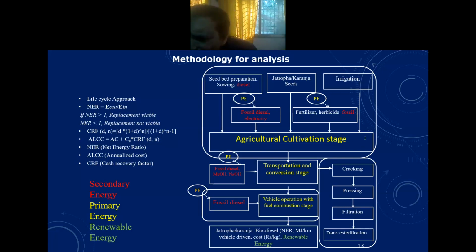So here is this question from Ravi Shankar: what are the sustainability factors included in various models?